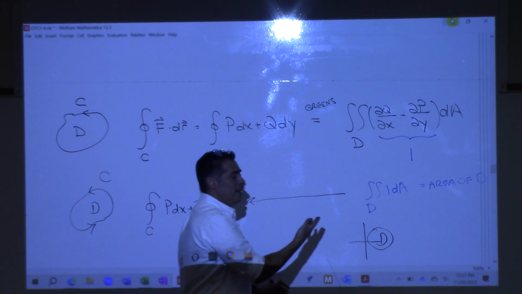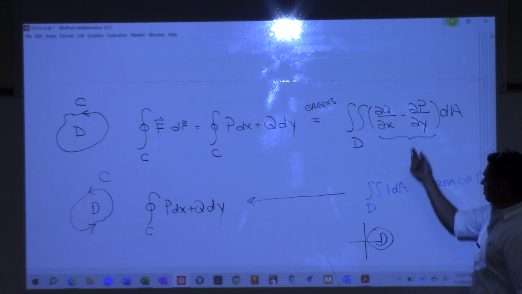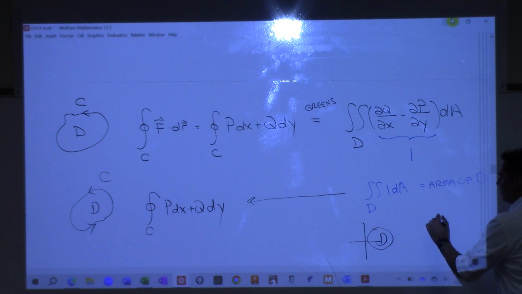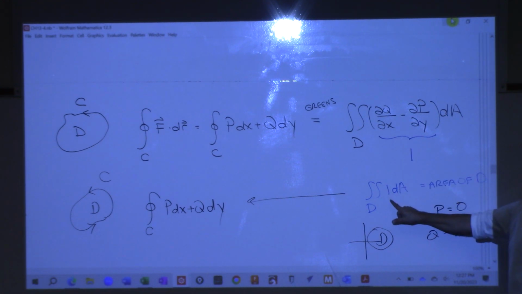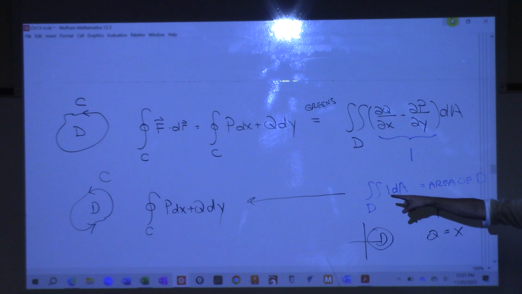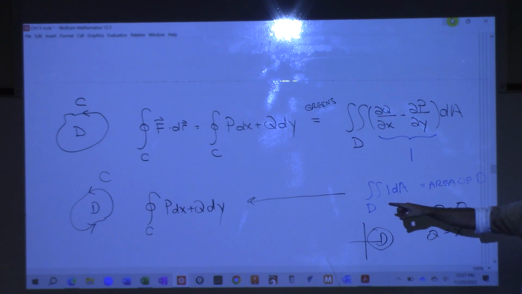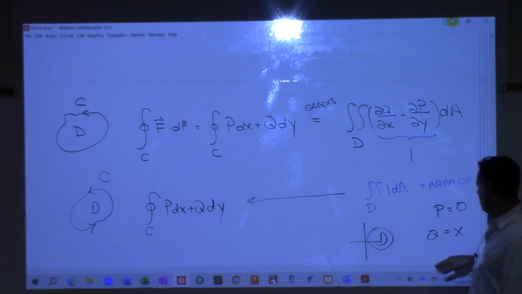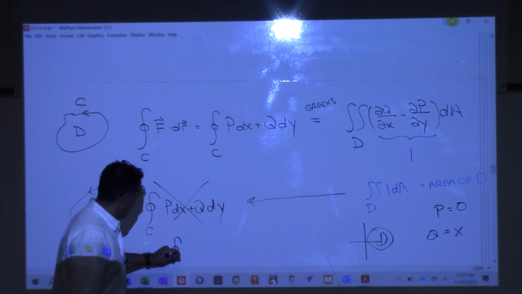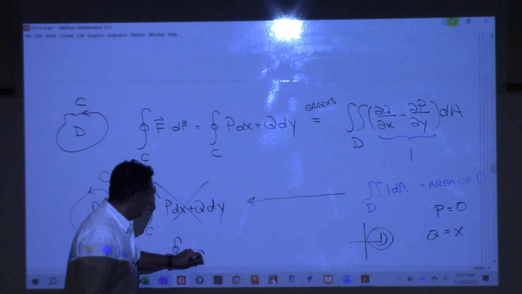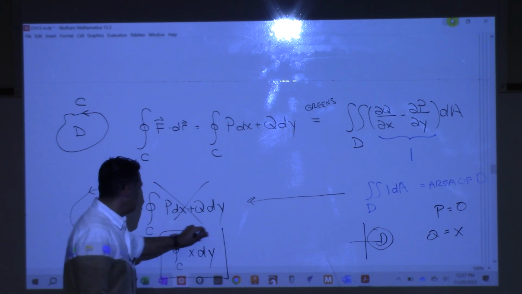Well, any p and q that when you do this, you get a 1. So we said if you let p be 0 and q be x, that is one scenario where you get 1, right? And now you know what p and q to use over there. You're just going to let p be 0 and dx, q be x. So this now becomes x dy. And that's like the master formula right there.